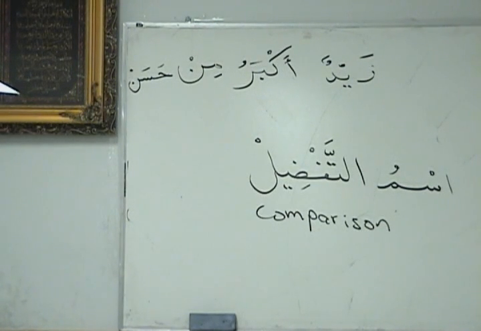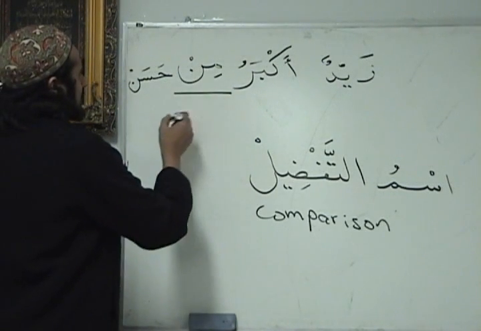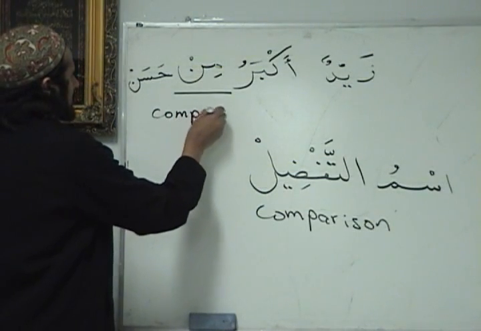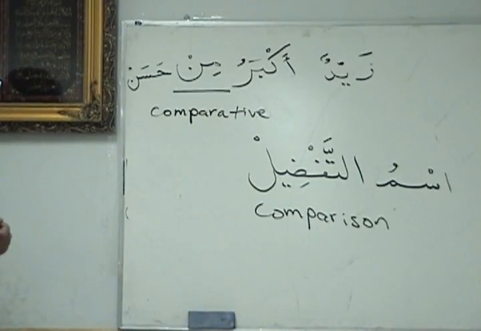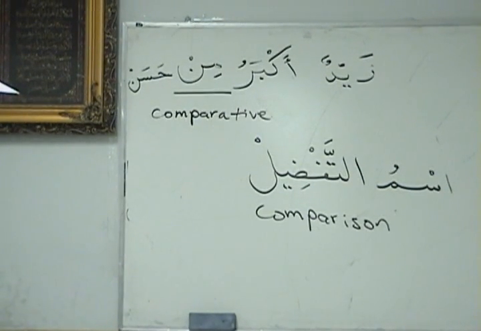Okay, so when it has the min, this is the key. When it has the min, it is comparative. In English, it's called a comparative adjective, right? You can say Zaydun ahsanu min Hassan. Zayd is better or more beautiful than Hassan.